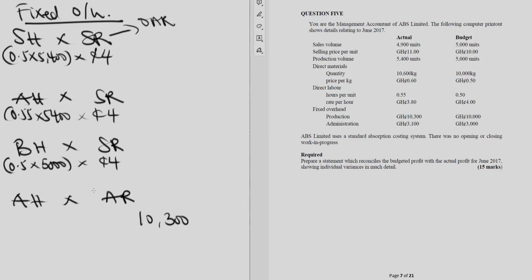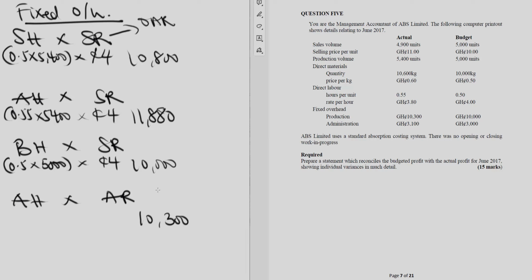So with this, we can work our way up. So we have 0.5 by 5,000 by 4, not so? And that gives us 10,000. Then you have 0.55 by 5,400 by 4. Then that gives us 11,880. We've seen this somewhere. Then we have 0.5 by 5,400 by 4. Now this gives us 10,800. Okay, so this is what we have.